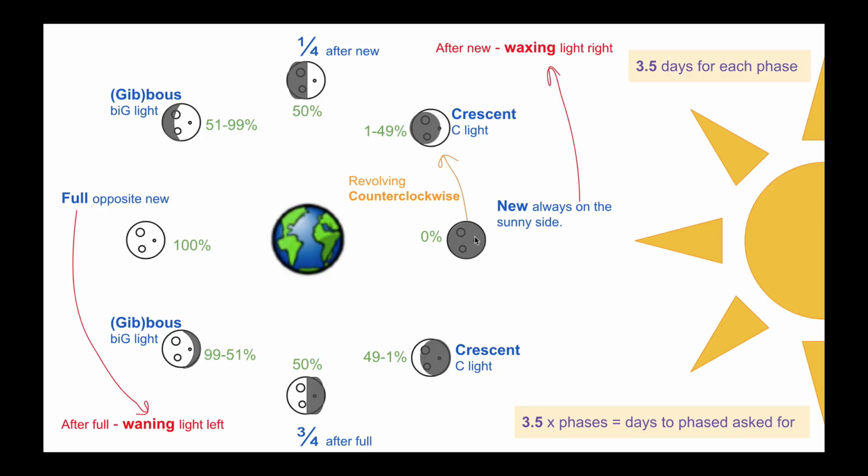So, let's say I was at the new moon and I wanted to know when the next gibbous phase would be. Well, let's see how many days that would be. Let's count our phases from here. We go 1, 2, and 3. So that's 3 phases, right? Times 3.5, so 3.5 times 3 is 10.5 days. And we could round that up to 11 days and be just fine. So we'd know that from this new moon, the next gibbous would be in about 11 days.